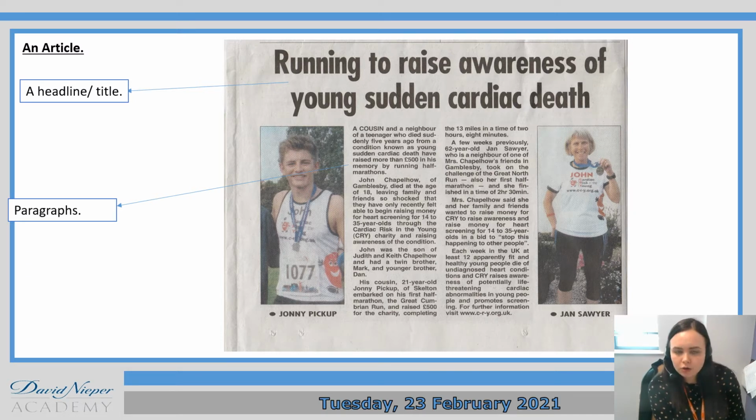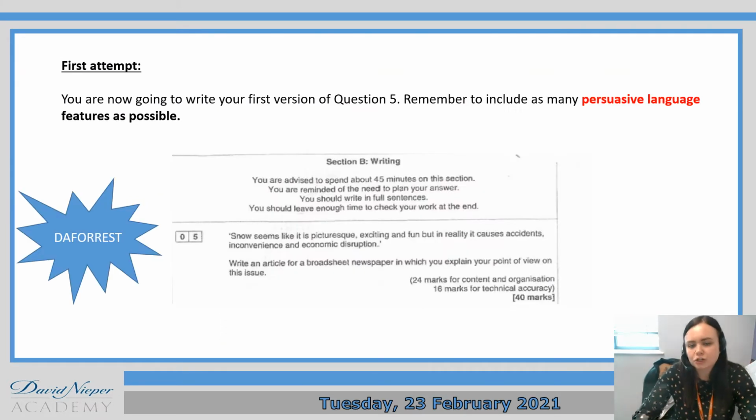So for an article, they'll be looking for you to have a headline or a title and to use clear paragraphs throughout. You do not need to draw pictures and you do not need to set it out in columns, okay? Those are the only two structural features that they're going to be looking out for when they're marking your work. So we are actually going to answer this question that we had a look at the beginning of the week during today's lesson, okay?